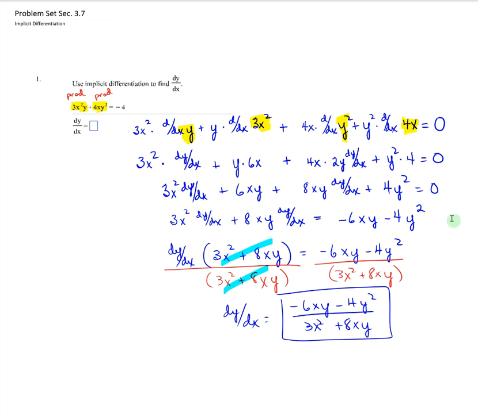All right, now the goal is to solve for dy dx. That means I'm going to factor dy dx out. What's left is 3x squared plus 8xy. I want this to be by itself, so I divide both sides by this 3x squared plus 8xy. Those cancel. I'm left with dy dx is -6xy minus 4y squared over 3x squared plus 8xy. You'll have some complicated looking things that are your derivatives, but that's typical with implicit differentiation.